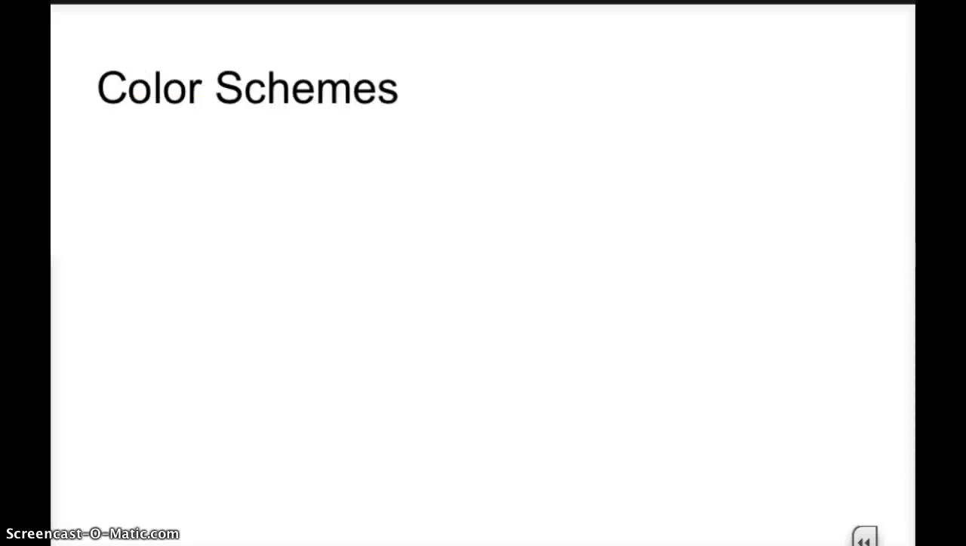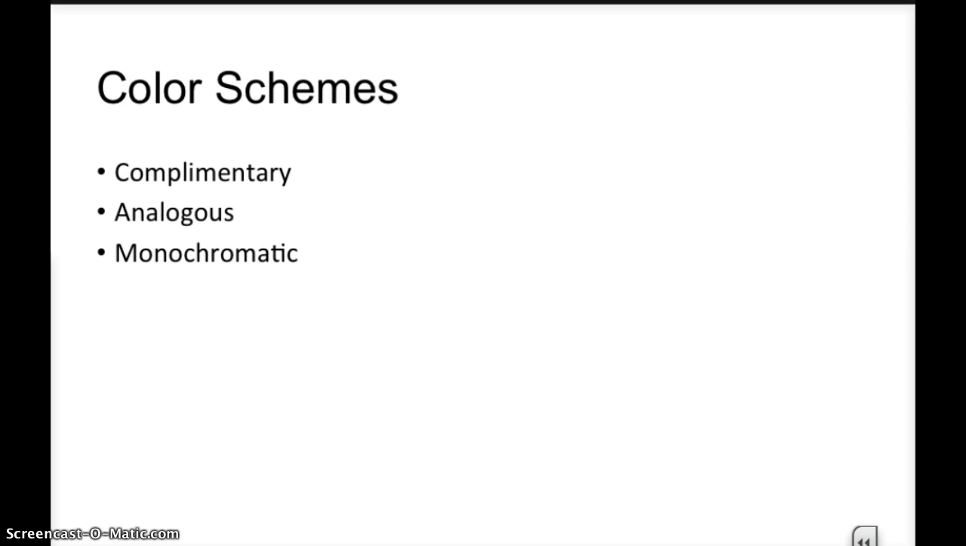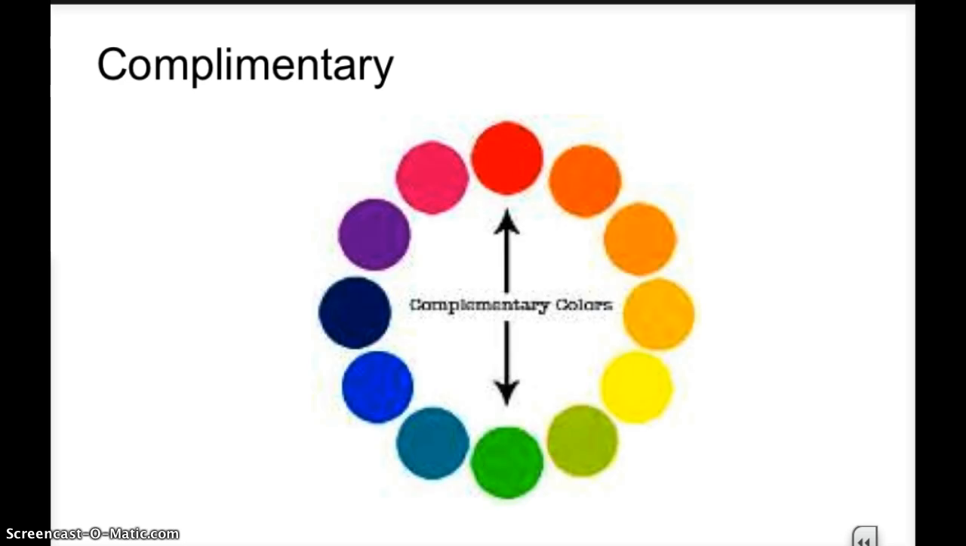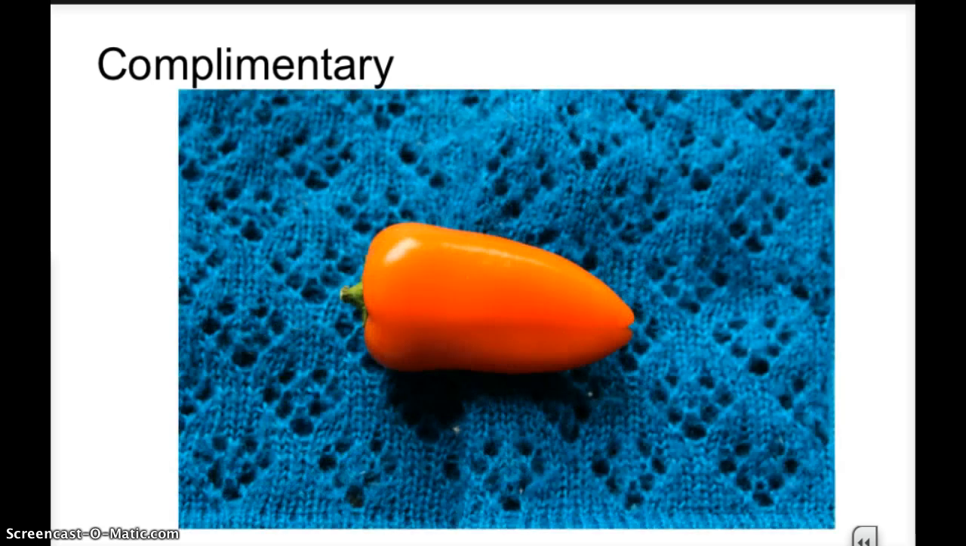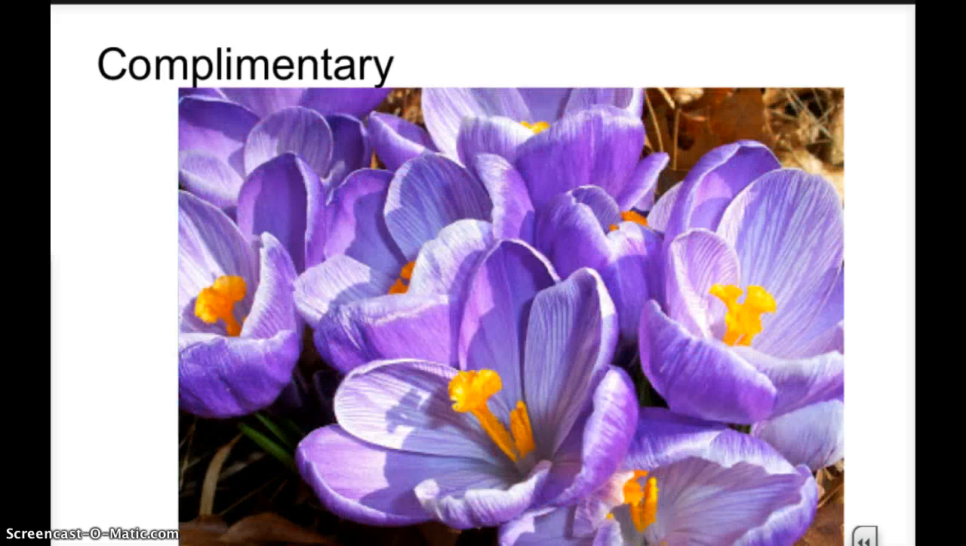Color schemes or color harmonies are colors that work well with one another. They don't clash, but actually enhance one another. Those are complementary, analogous, and monochromatic. Complementary colors do exactly what they are named for. They complement one another. Complementary colors are opposite to one another on the color wheel, as seen here. These color combos include red and green, blue and orange, and yellow and purple.